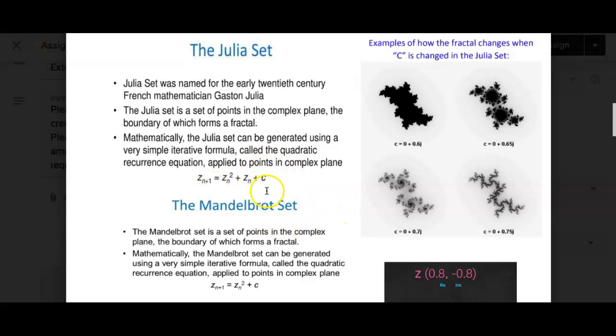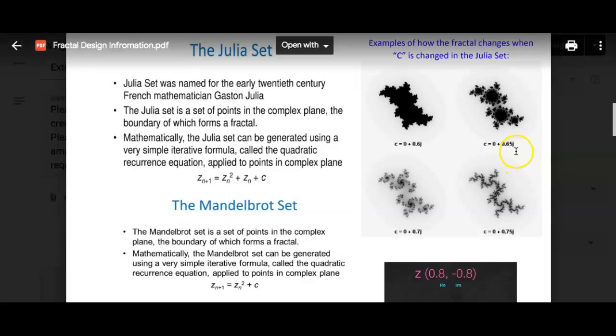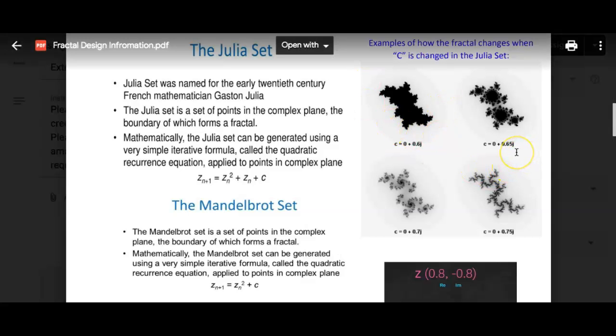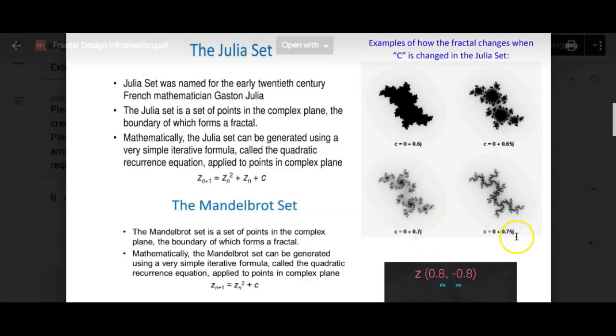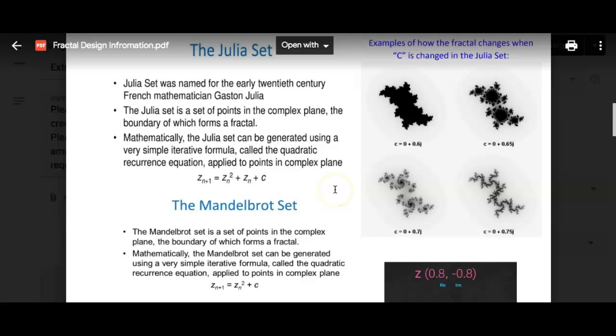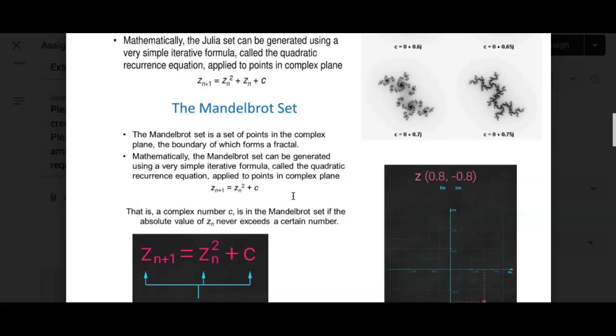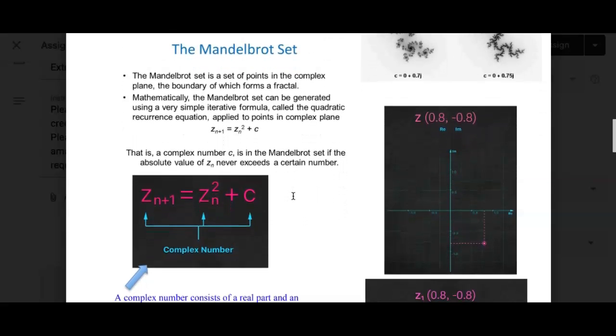And essentially C within this mathematical formula is the constant, right? So the constant, when it's changed, you can see that the constant is altered just slightly here. When C is 0.6, then the fractal looks like this. When C is 0.65, the fractal changes just a little bit, and again to 0.7, and again to 0.75. So you see how the fractal art is changing based on how the formula changes.